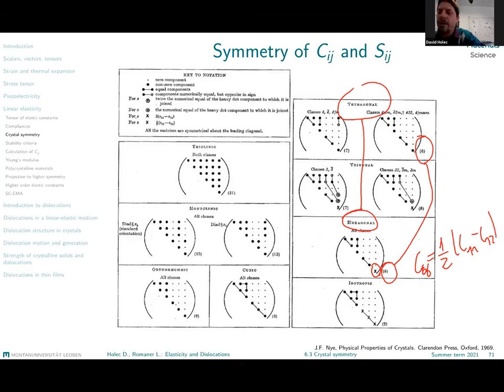What does that mean? Well, that's the same relationship as we have for the isotropic system. What is C66? Well, that's the relationship between sigma XY and epsilon XY. That means the shear components of the stress and strain tensor in the XY plane. And the XY plane is the basal plane of the hexagon.